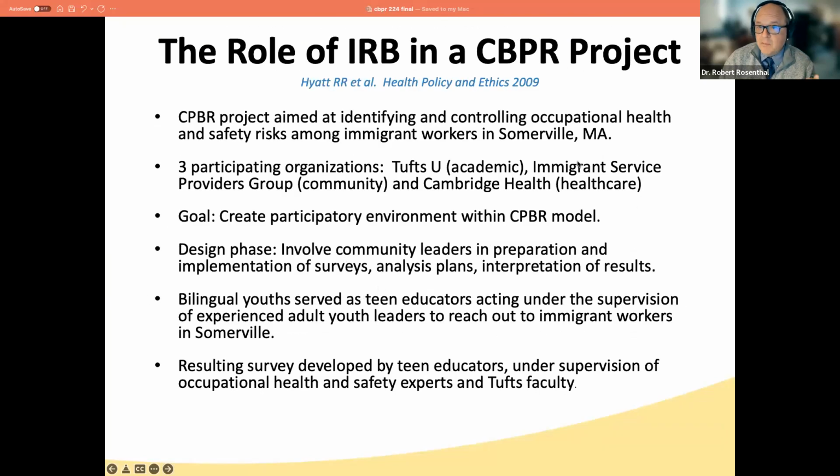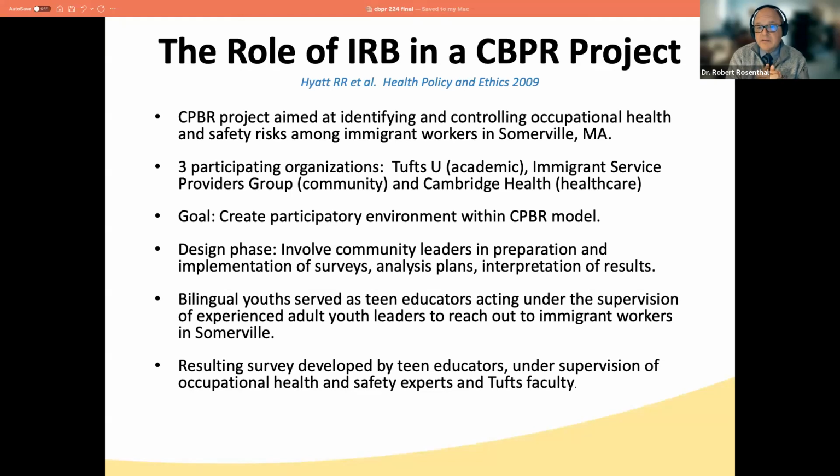And I want to go through one study and how they helped resolve this project. This was published by Hyatt in 2009. And this was a community-based participatory research project on identifying and controlling occupational health and safety risks among immigrant workers in Somerville, Massachusetts. There were 3 participating organizations. Tufts University was the academic organization, the Immigrant Service Providers Group was the community organization, and Cambridge Health was the healthcare organization. The goal was to create a participatory environment within the CBPR model.